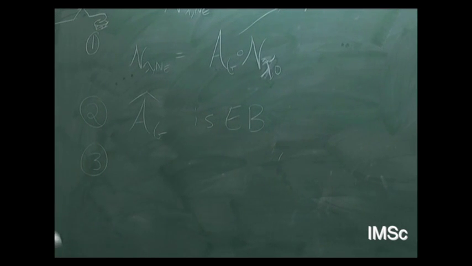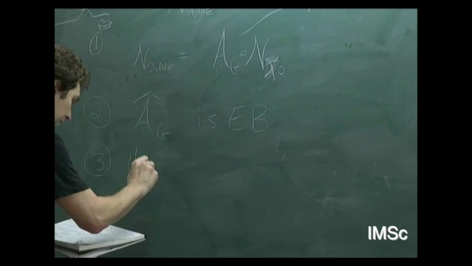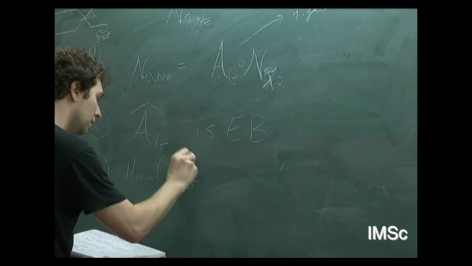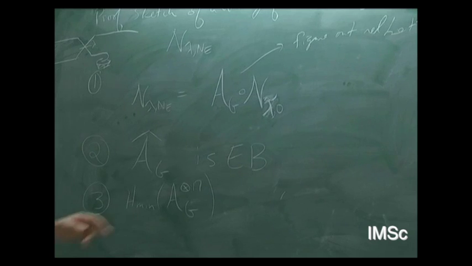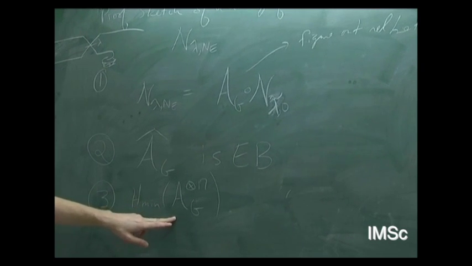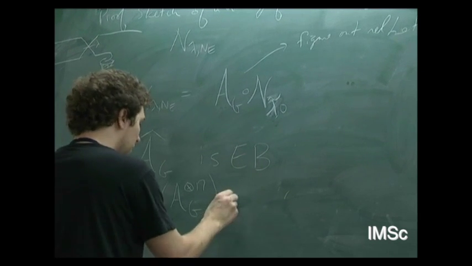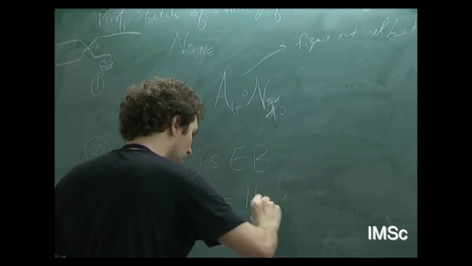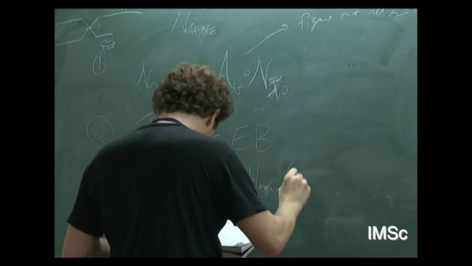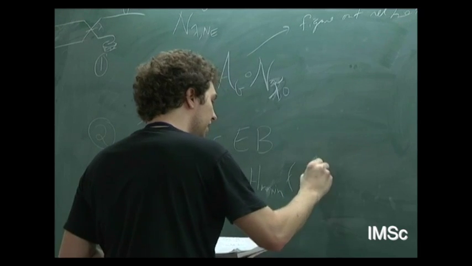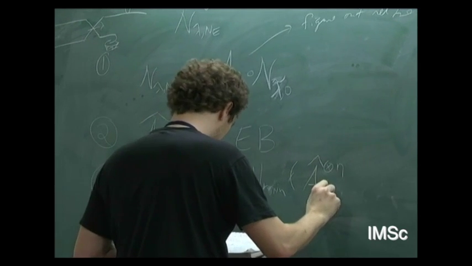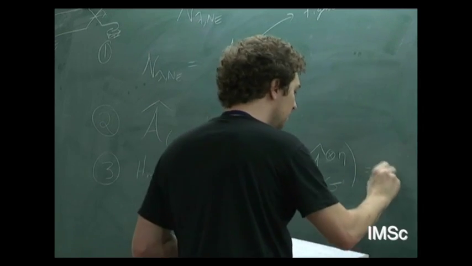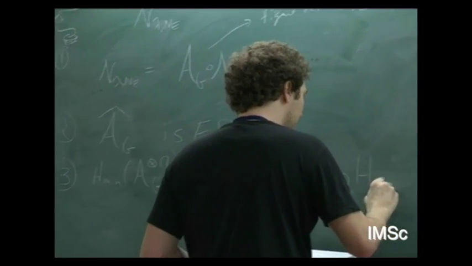And that means that the minimum output entropy of many copies of the quantum limited amplifier, which we know is going to be equal to the minimum output entropy of many copies of the complementary channel, will be equal to n times the minimum output entropy of one use of the channel.